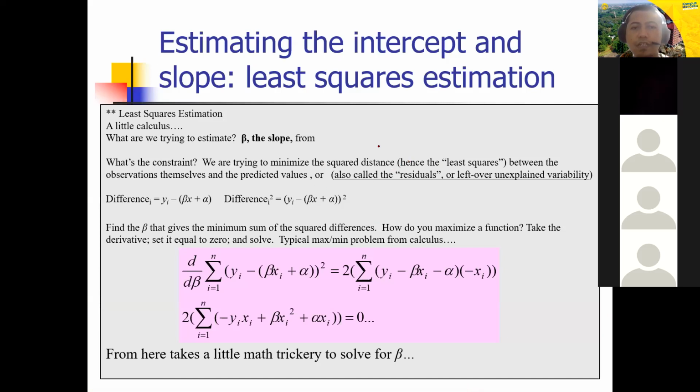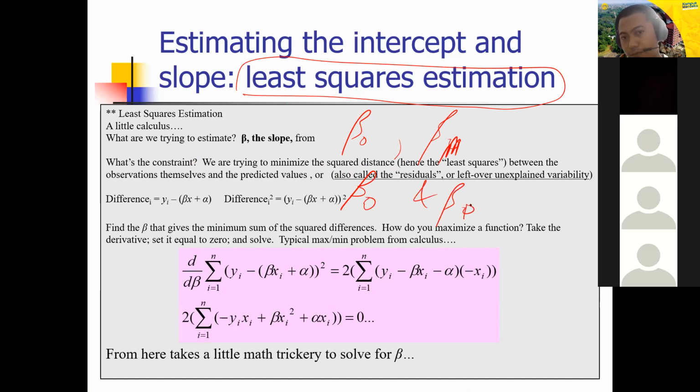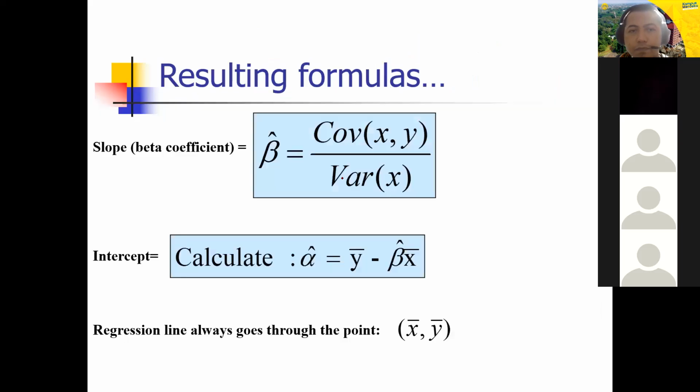Okay. Actually, we already done. In this slide, we want to show you how to compute beta 0 and beta 1. The theory that we can use is least square estimation. If you remember, if you prove that for the beta 0 and beta 1, that is what this slide is talking about.